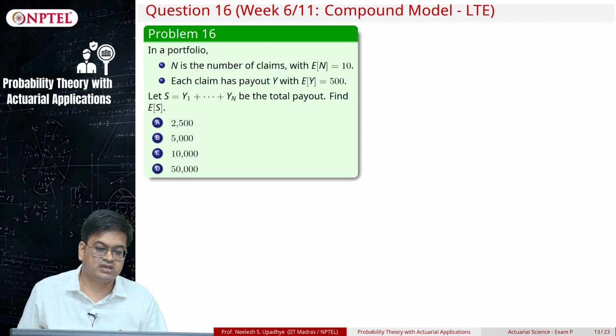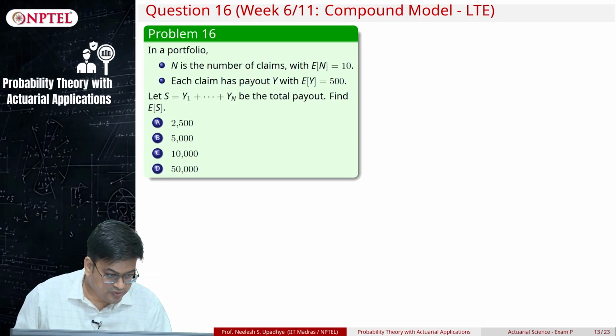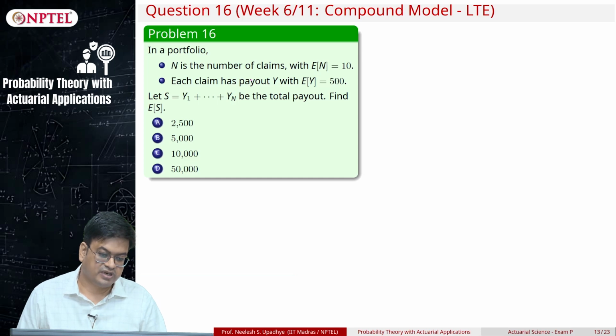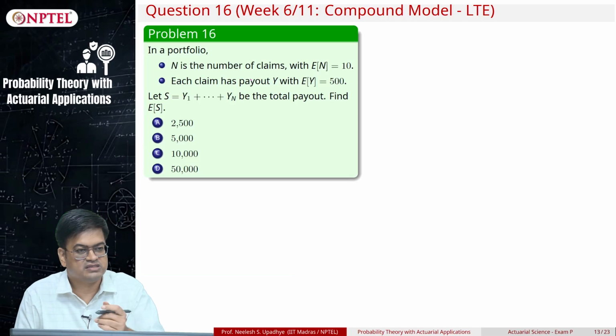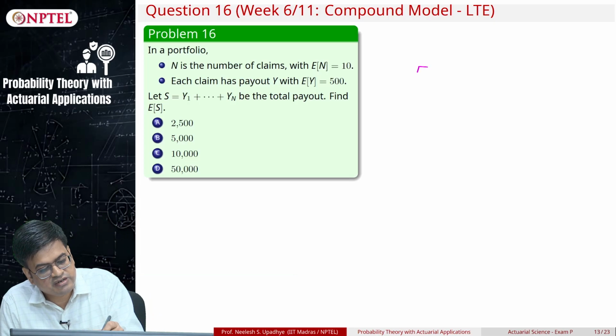Question 16 comes from weeks 6 and 11 and it is related to the compound model. In the portfolio, N is the number of claims with expected value of N equal to 10. Each claim has a payout Y, with expected value of Y equal to 500, and S is the total payout of the portfolio. I want to find the expected value of S. Very straightforward, nothing is crucial. Do I know what is the expected value of N?